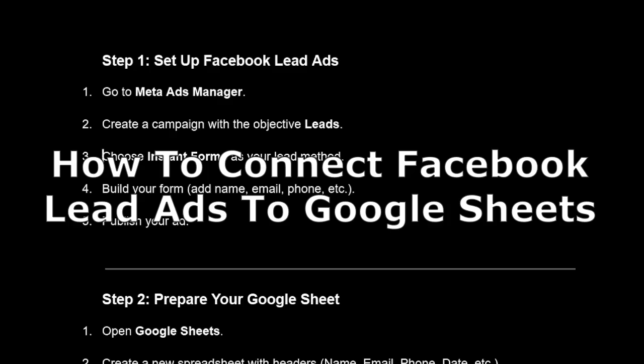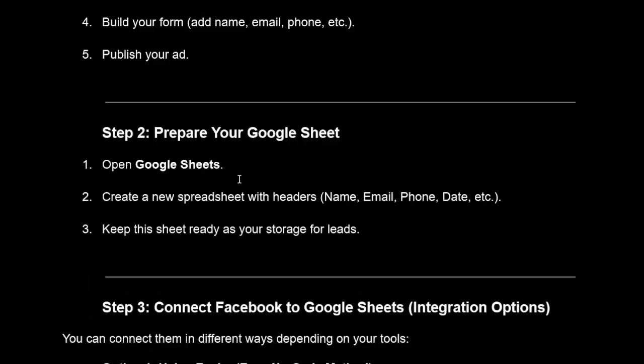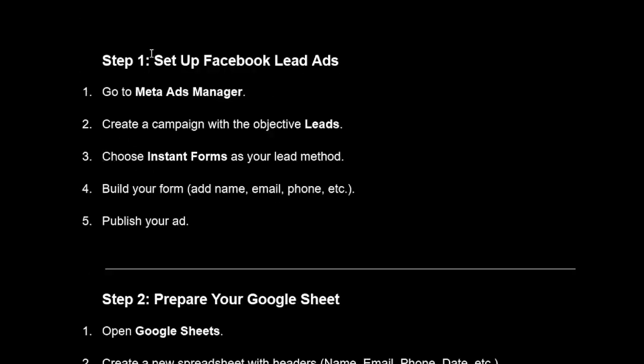How to connect Facebook lead ads to Google Sheet. So all you have to do is follow the step-by-step method and it could potentially help you with what you're trying to do. So first you're going to have to set up Facebook leads ad and go to Meta Ads Manager, create a campaign with the objective leads and choose instant forms as your lead method. Build your form and then just publish your ad.